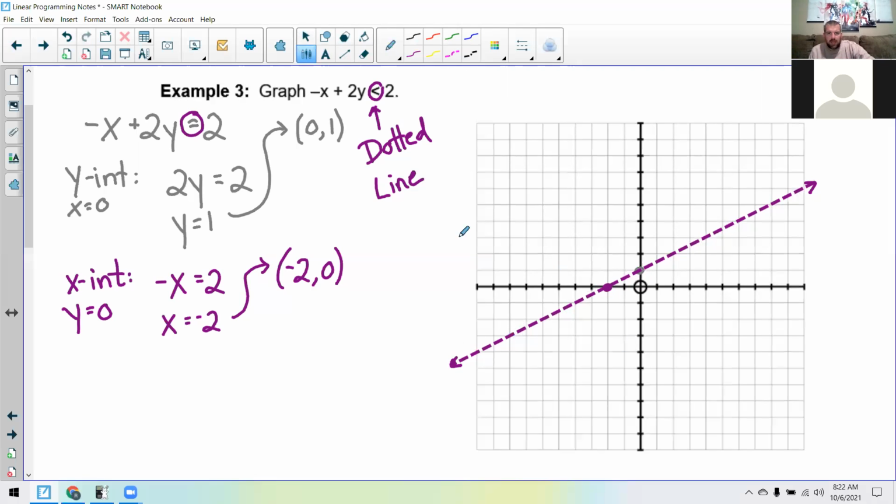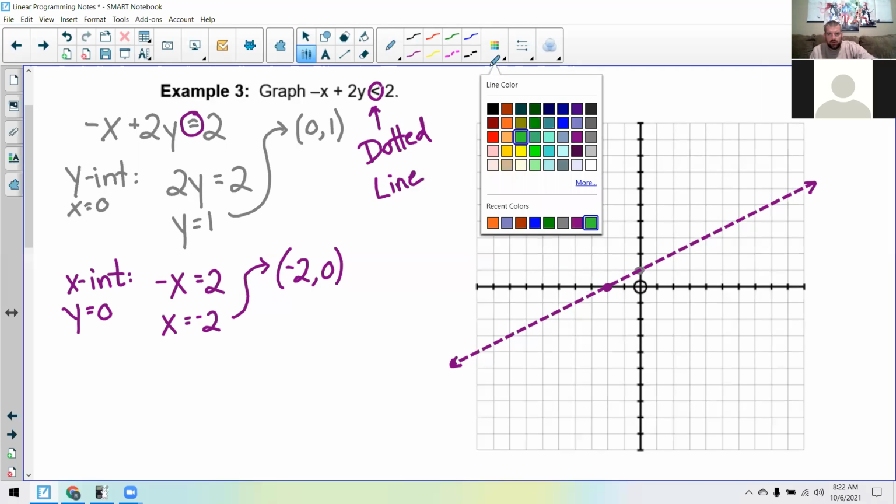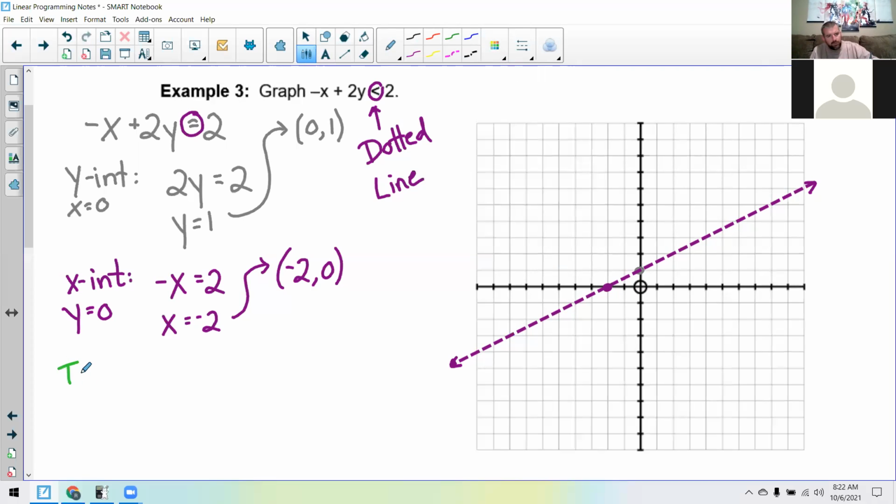All right. So now I need to test 0, 0. Figure out which side of this boundary is my answer. Test 0, 0. So I'm going to plug in 0, 0 into the equation. I get negative 0 plus 2 times 0 is less than 2. So now I am concerned with the symbol. This is just 0. This is just 0. So I'm left with 0 is less than 2. So 0 is less than 2. This is true.